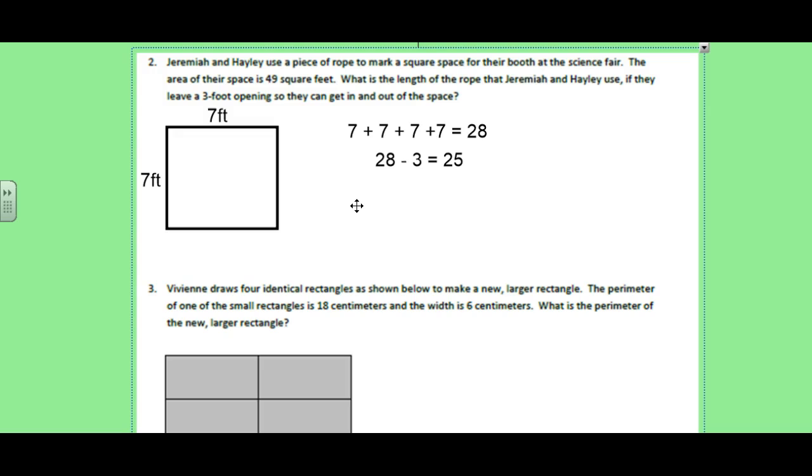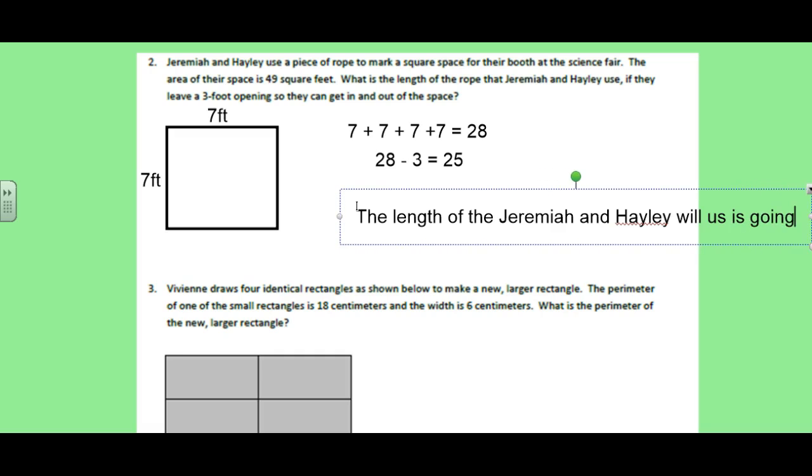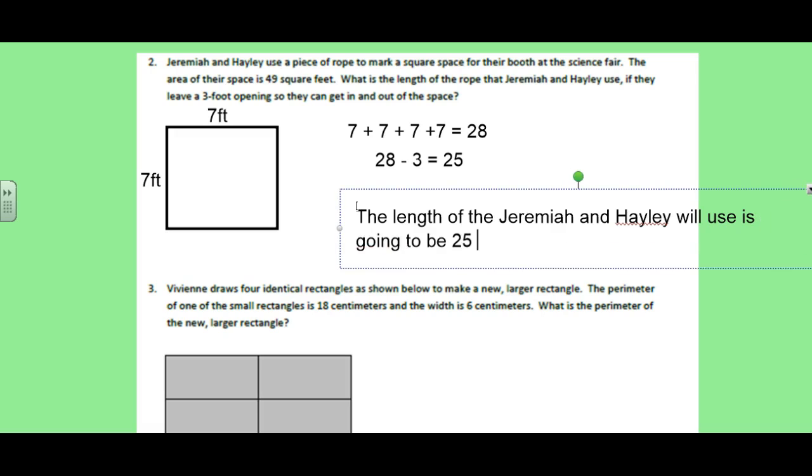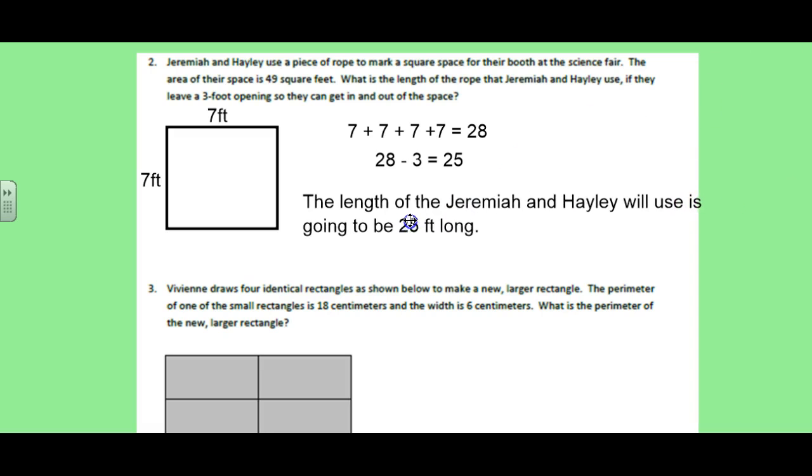So now we have to write an answer in a complete sentence. So it says the length of the rope Jeremiah, spelling his name wrong, and Haley will use is going to be 25 feet long. So now we have answered that question.